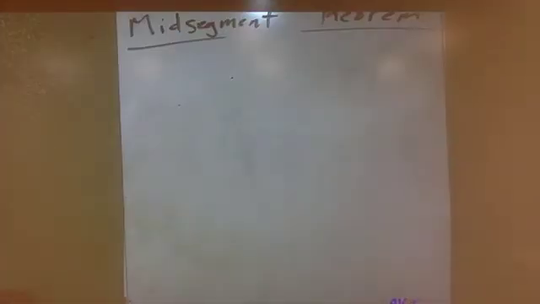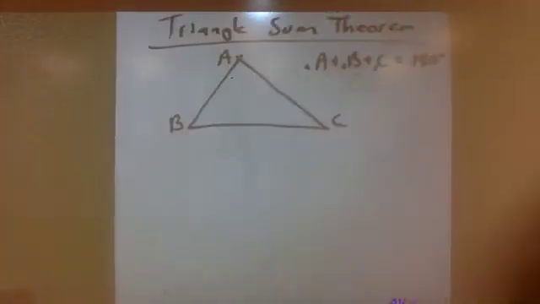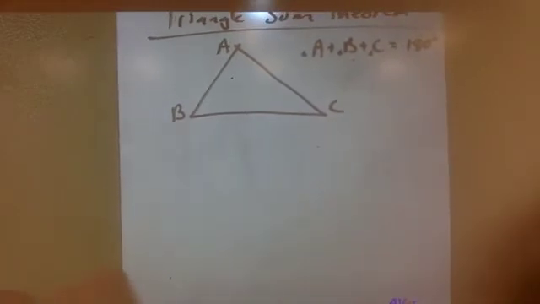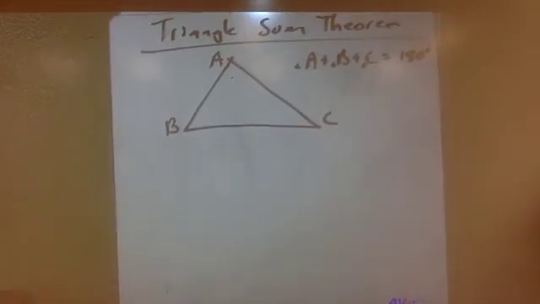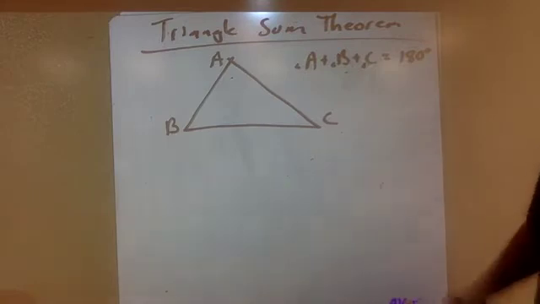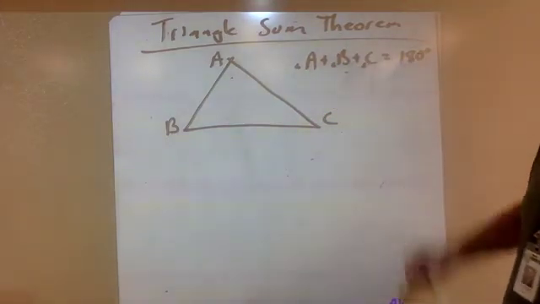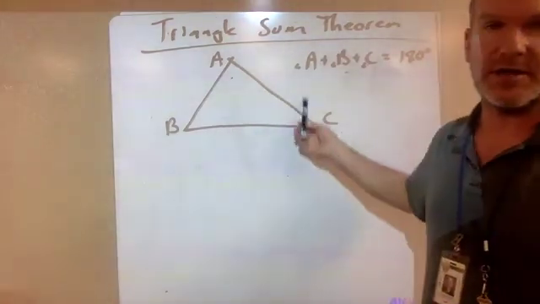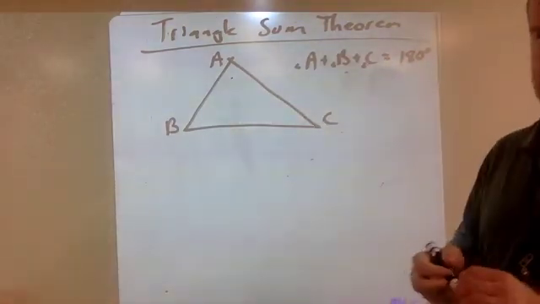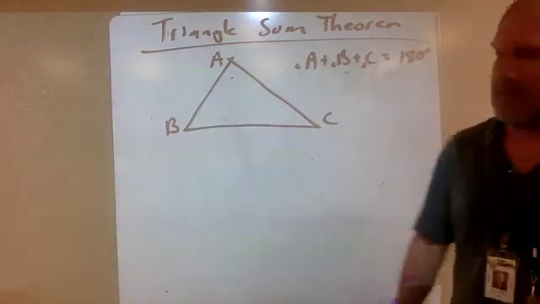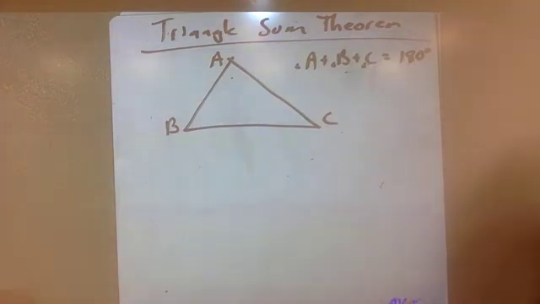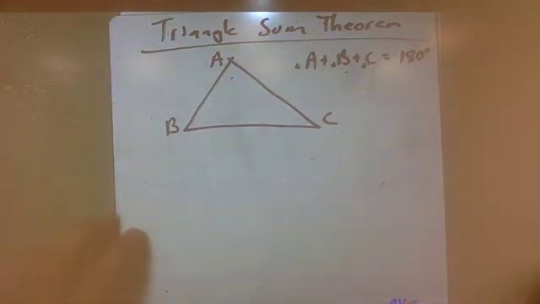Another type of problem that you're going to have would be triangle sum theorem, which is just a fancy name for something that you already know, which is angle A plus angle B plus angle C is equal to 180 degrees. 3 angles in a triangle add up to 180 degrees. That should not be a big surprise to you all. And again, you can use that information to find a missing angle.